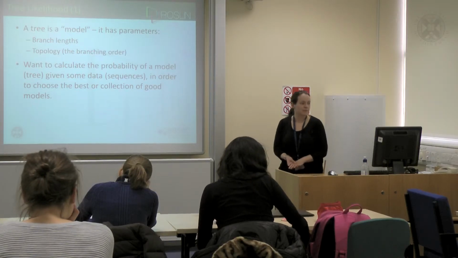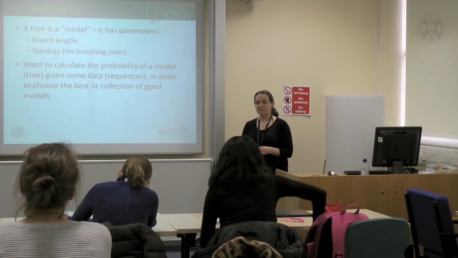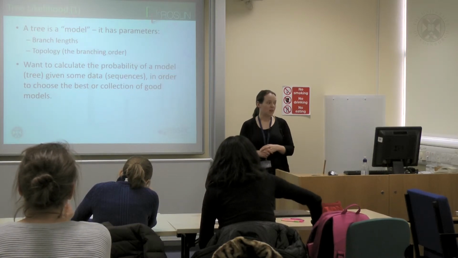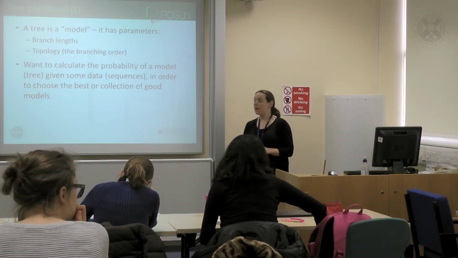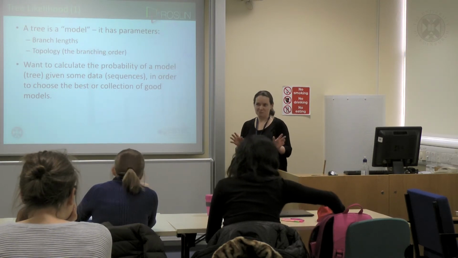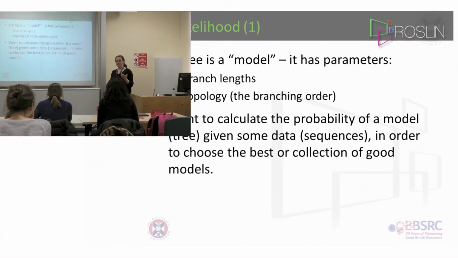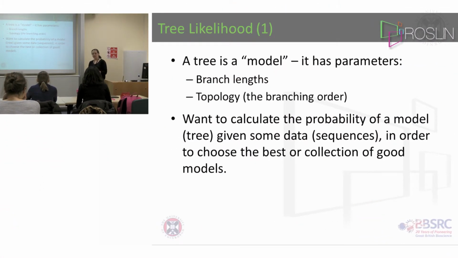Well, to describe this, I need to tell you about a few things. First of all, we want to consider a tree as a model, not a mouse model, a mathematical model. A tree is a model. Its parameters are the branch lengths of the tree and the topology of the tree. That's the branching order, so that's like A joining to B, B joining to C.